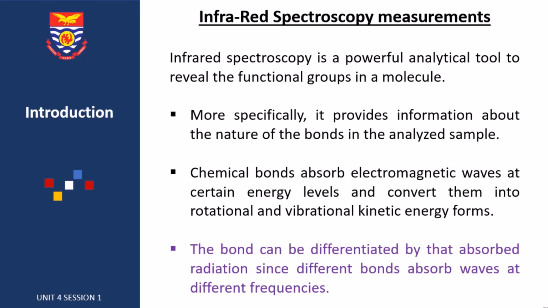The chemical bonds in compounds actually absorb electromagnetic waves at certain energies, and then convert them into rotational and vibrational kinetic energy forms. So different bonds absorb the IR radiation at different wavelengths, right? Depending on the kind of bond, maybe a carbon-carbon double bond, carbon-carbon triple bond, or carbon-carbon single bond, all these absorb the infrared wavelength at different frequencies.